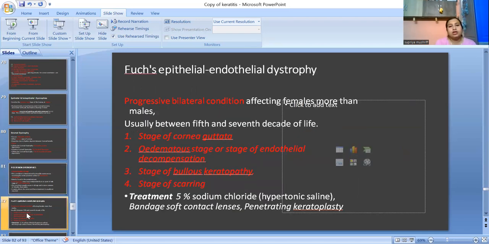Now, Fuchs endothelial epithelial dystrophy is a progressive bilateral condition that affects females more than males, usually between the 5th and 7th decade of life. The stages are a first stage of corneal guttata, then an edematous stage and a stage of endothelial decompensation, then a stage of bullous keratopathy and a stage of scarring. Treatment includes 5% sodium chloride, hypertonic saline, bandage soft contact lens, and penetrating keratoplasty.